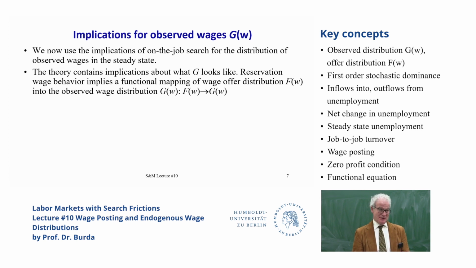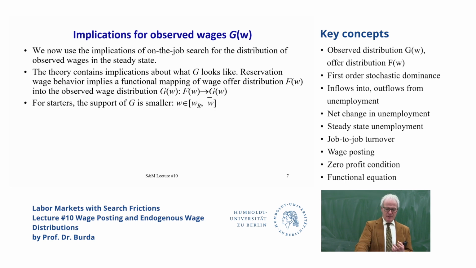But that's very special. You have to be careful. Don't take that and put it on your banner and go protest. But it is an interesting implication of the theory. Right. So the reservation wage implies this functional equation, or relationship, that takes the offer distribution and puts it into an observed wage distribution that we can talk about.